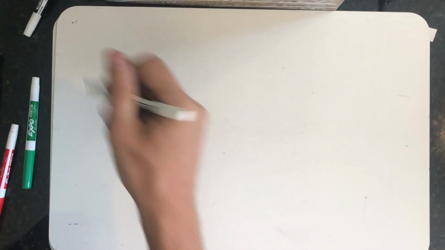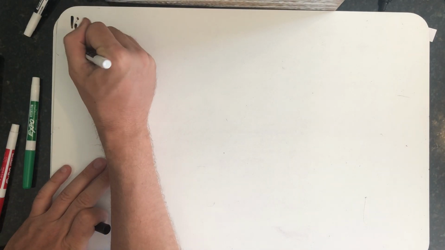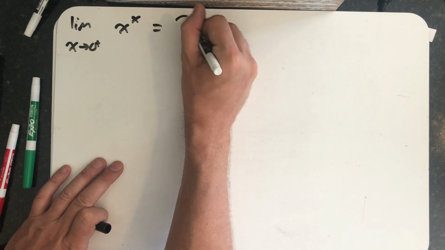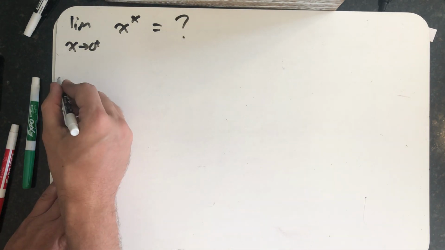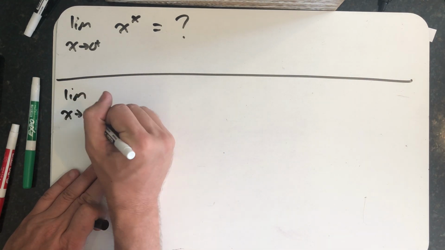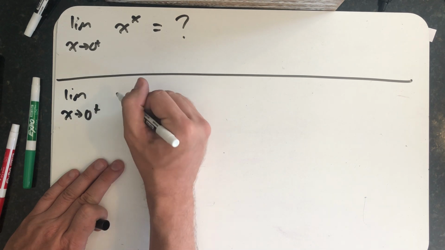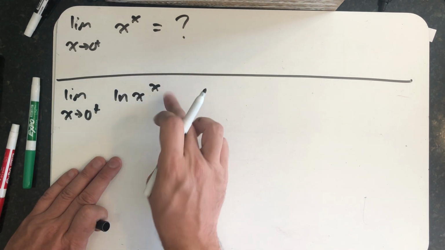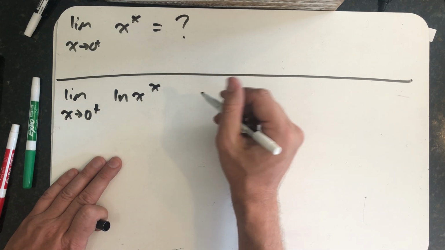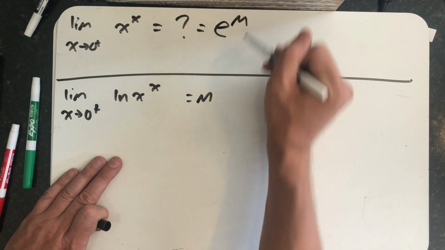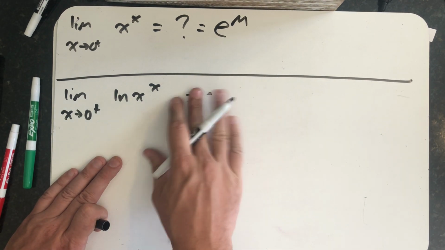All right, so we have the limit as x approaches 0 from the right of x to the x. And I think that equals something. So instead, I'll evaluate the limit as x approaches 0 from the right of the natural log of x raised to the x. Because if I can get this to equal a value, say m, then this question mark will simply be e raised to the m power.